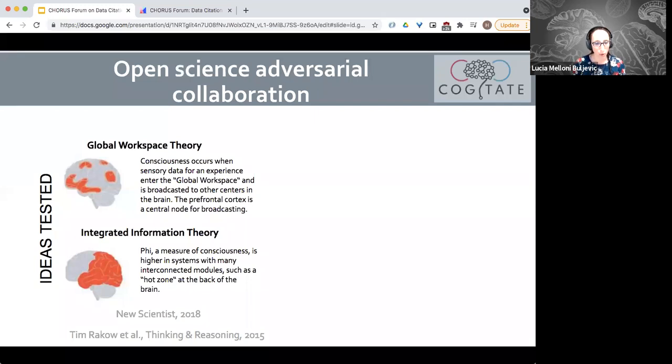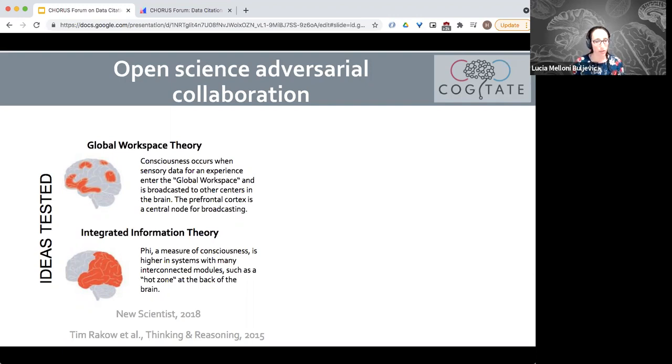So what is our approach? Our approach starts by comparing the two most prominent theories of consciousness, in this case global neuronal workspace theory and integrated information theory. These two theories could not be more different in terms of how they explain consciousness. For instance, GNW posits that key structures for consciousness involve the frontal part of the brain, whereas IIT proposes that areas in the posterior part of the brain are very important for consciousness.